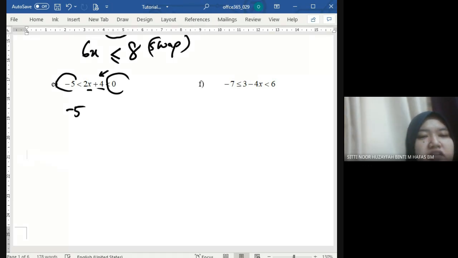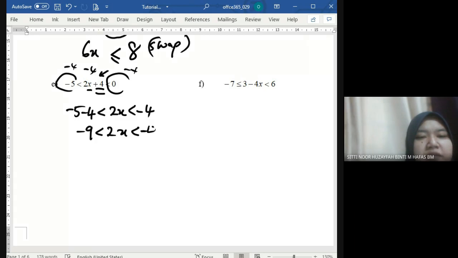Negatif 5 ni nak hilangkan plus 4 dekat tengah-tengah, kita kena tolak 4. So kiri, kanan, tengah semua tolak 4. Tolak 4, tolak 4, tolak 4. So belah kanan pun jadi tolak 4. So negatif 5 tolak 4 jadi negatif 9 kurang daripada 2x kurang daripada tolak 4.